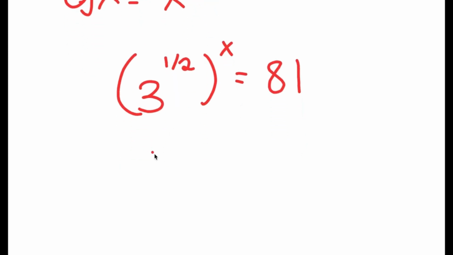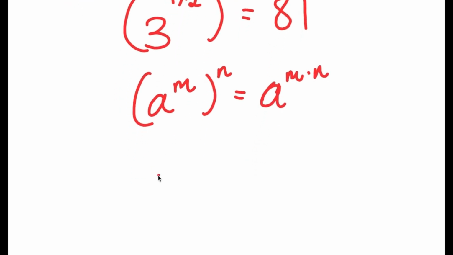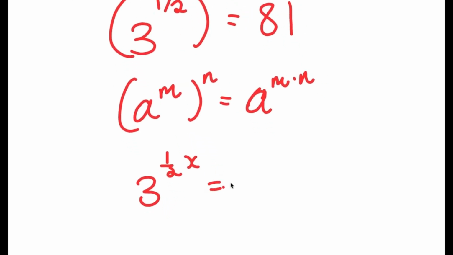Now, if I have something in the form a to the power of m to the power of n, this is equal to a to the power of m times n. So 3 to the power of 1/2 to the power of x, that's going to equal 3 to the power of 1/2 times x, which is simply 1/2 x. And this is equal to 81.